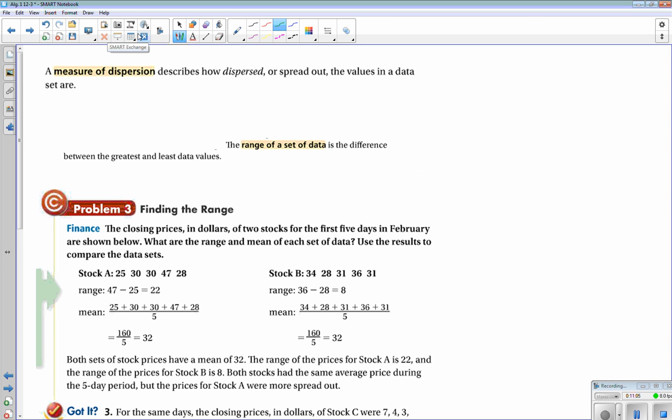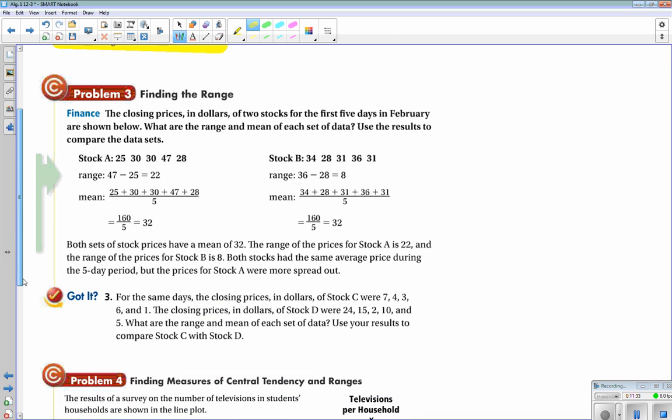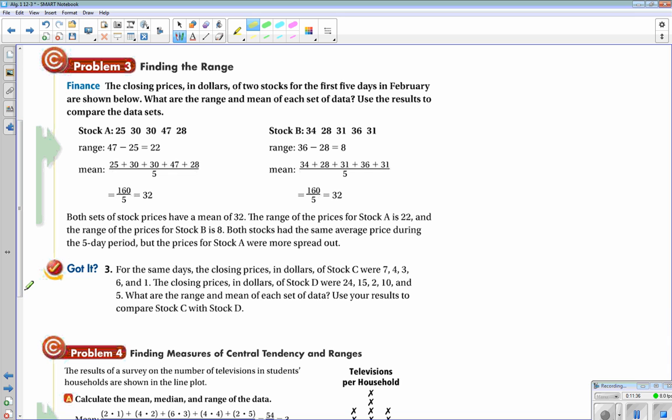A measure of dispersion describes how dispersed or spread out the data values are. The range of a set of data is the difference between the greatest and the least data values, and it's a way we can figure out dispersion. So let's look at finding the range.